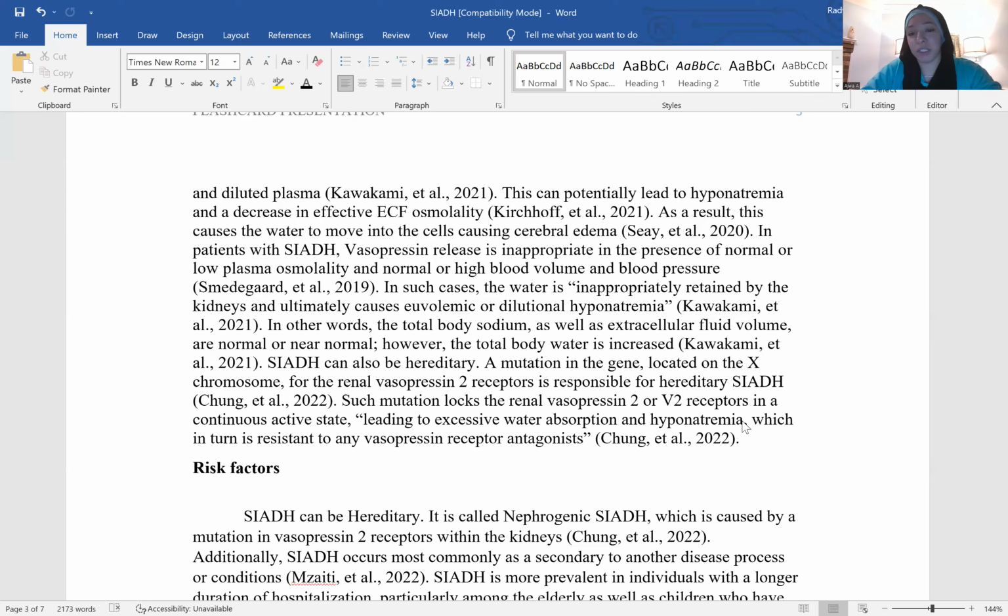A mutation in the gene that is located on the X chromosome for the renal vasopressin 2 receptors is responsible for the hereditary SIADH. Such mutations lock the renal vasopressin 2, or V2, receptors in a continuous active state, leading to excessive water absorption and hyponatremia, which in turn is resistant to any vasopressin receptor antagonist.